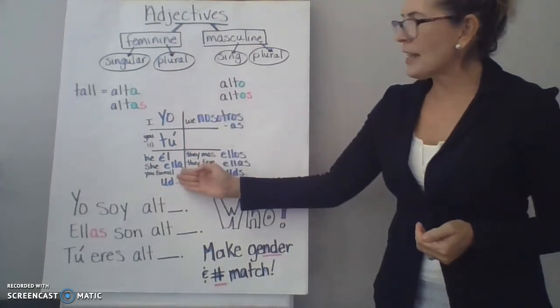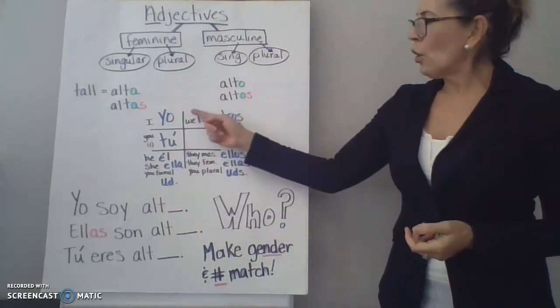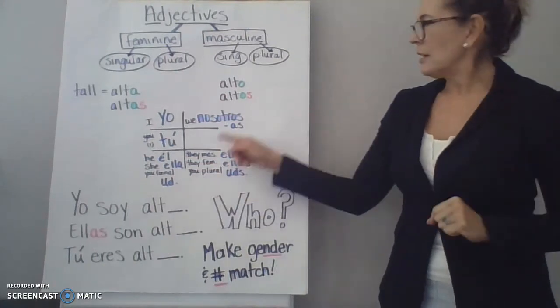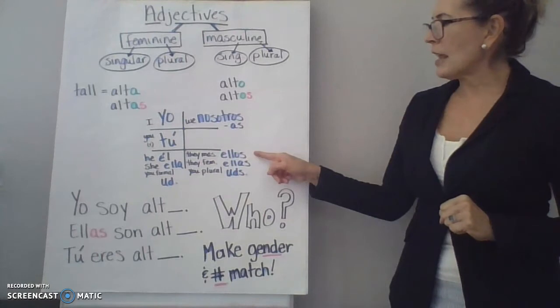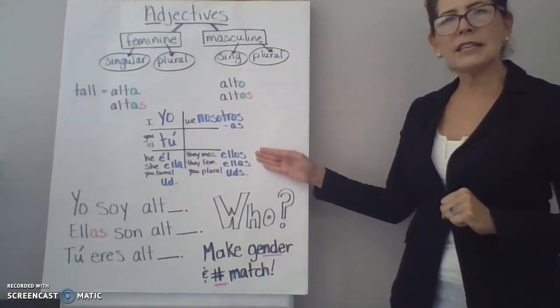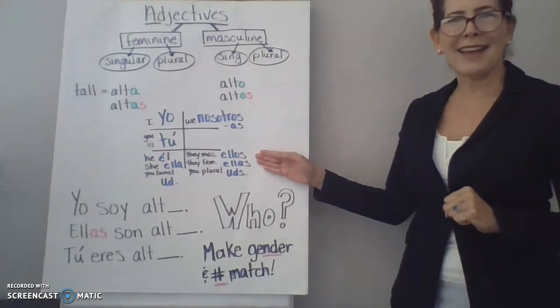All the words on this side are singular. Yo, tú, él, ella, and usted. Singular. Nosotros, nosotras, ellos, ellas, and ustedes are plural. Anytime you use any of these, that's going to be with an S.